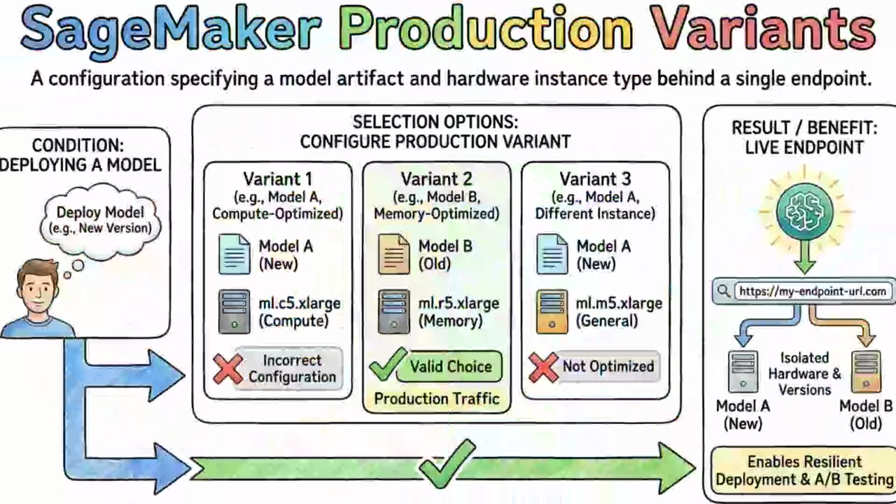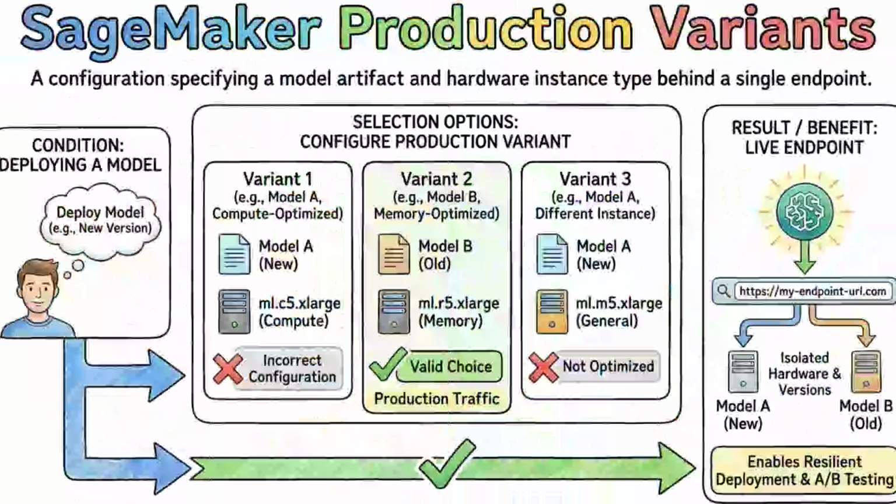Behind every SageMaker endpoint is a production variant, which allows you to configure exactly which model artifact and hardware type power your deployment. You can easily specify the instance type, such as a compute-optimized instance or a memory-optimized instance, based entirely on the mathematical complexity of your model.